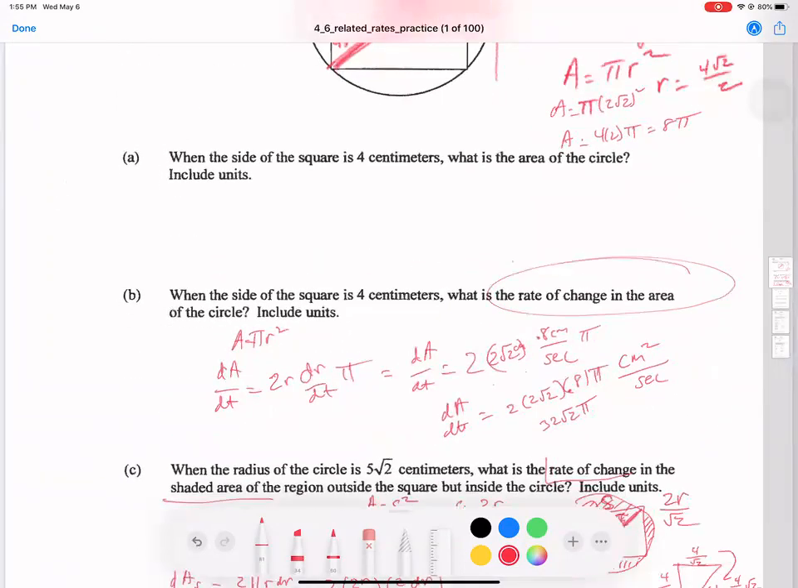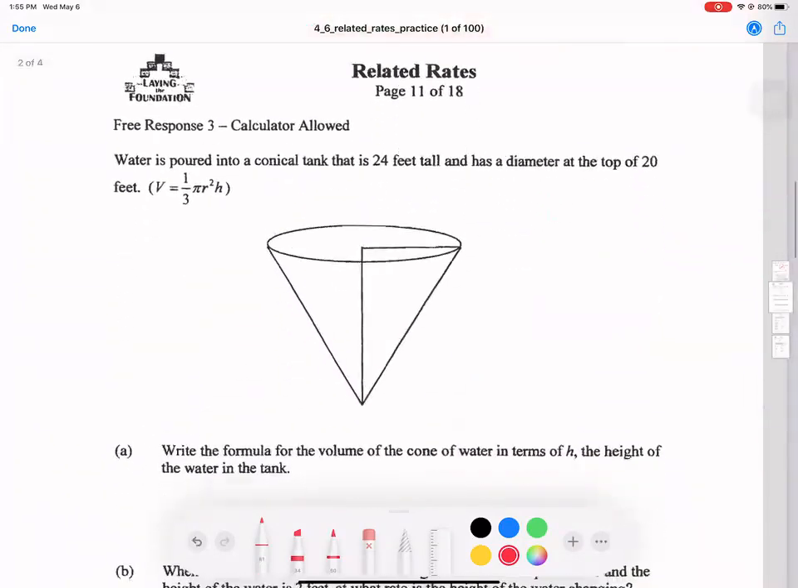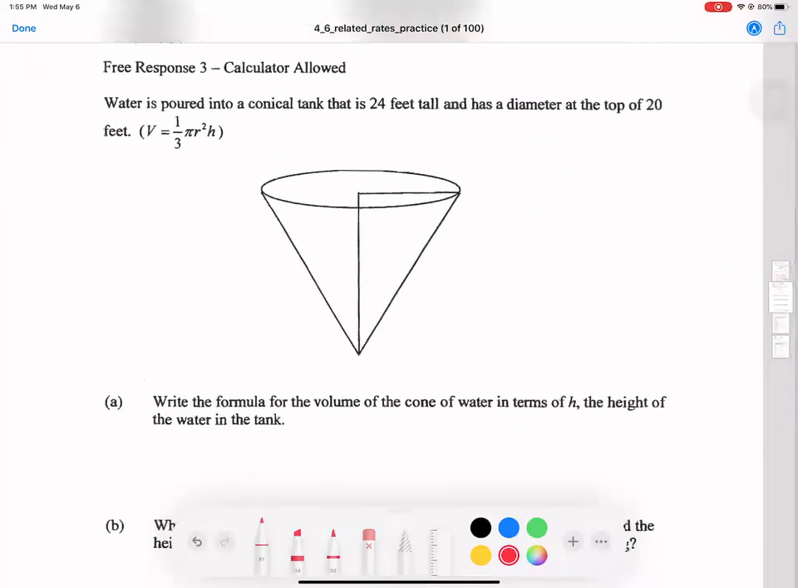Just as a reminder for related rates, if you remember the cone problems, the trick to cone problems was that we had to create a right triangle, and that right triangle changed with our graph.